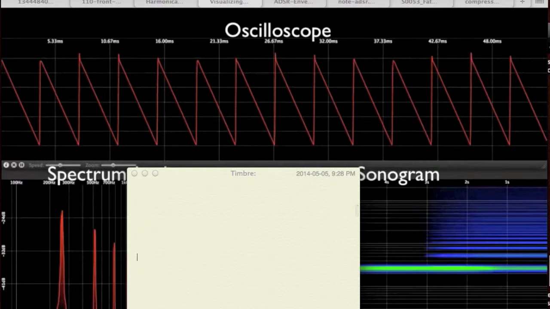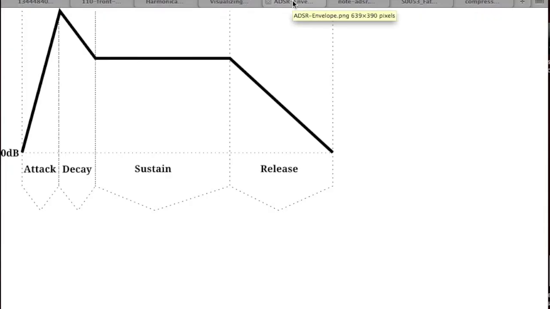And the time envelope is the sort of life cycle of the sound. It's the period in time when the sound arises from silence and then goes back into silence. There are 4 phases of that: attack, decay, sustain, and release. The time envelope can also be called the ADSR envelope.